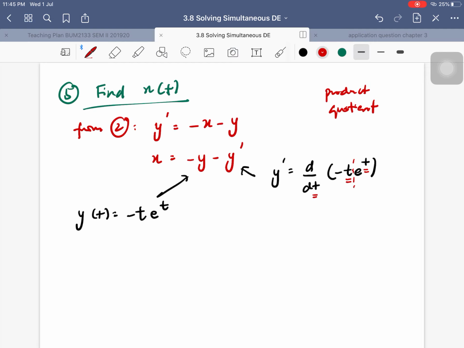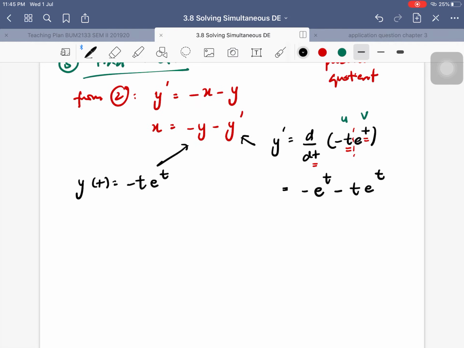Okay, so therefore, what you have to do is use product rule for this case. So this is going to be my u, and this is going to be v, and that is why when I differentiate this, I'll end up with negative exponential of t minus t exponential of t. That will be the outcome. It would be very surprising if you don't know product rule.